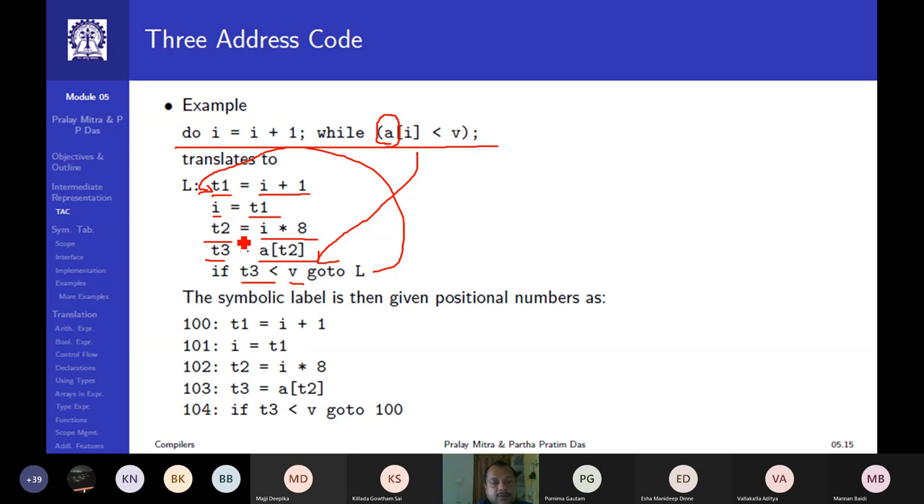Now the first part is written, it's fine, no problem. But this particular 3 address code will be mapped to some memory. It will be stored there. So if I give some positional numbers, this is my first code 100, 101, 102, 103, 104. Then my goto will follow that position, that is 100, not L. And mostly we will be using these positional numbers.